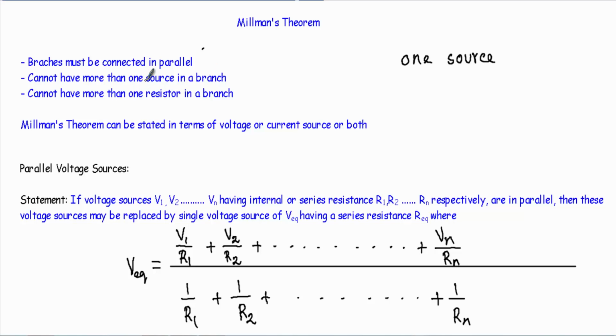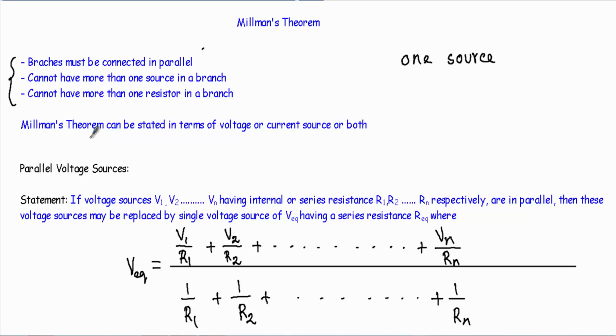If we have more than one source in a branch, we will reduce that branch source into a single one. I will show you an example with that. And each branch cannot have more than one resistor. Whatever the number of resistors in a branch, we will reduce those resistors into a single one. So after ensuring these three conditions, now I will go for Millman's theorem.